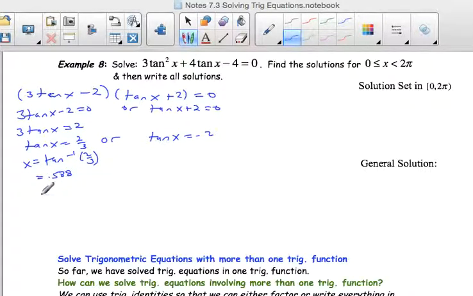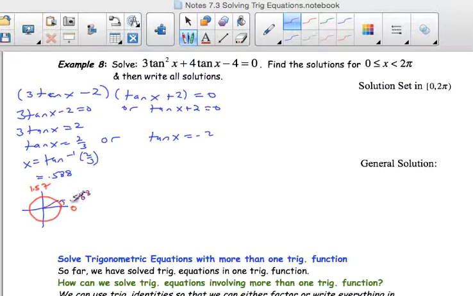And remember, tangent inverse, that function is going to give me the angle in radians between negative pi over 2 and pi over 2, whose tangent equals 2/3. And 0.588, this is 0, this is pi over 2, which is 1.57. So I know 0.588 is somewhere in the first quadrant. So I'm going to sketch that. Let's say this is 0.588 radians.